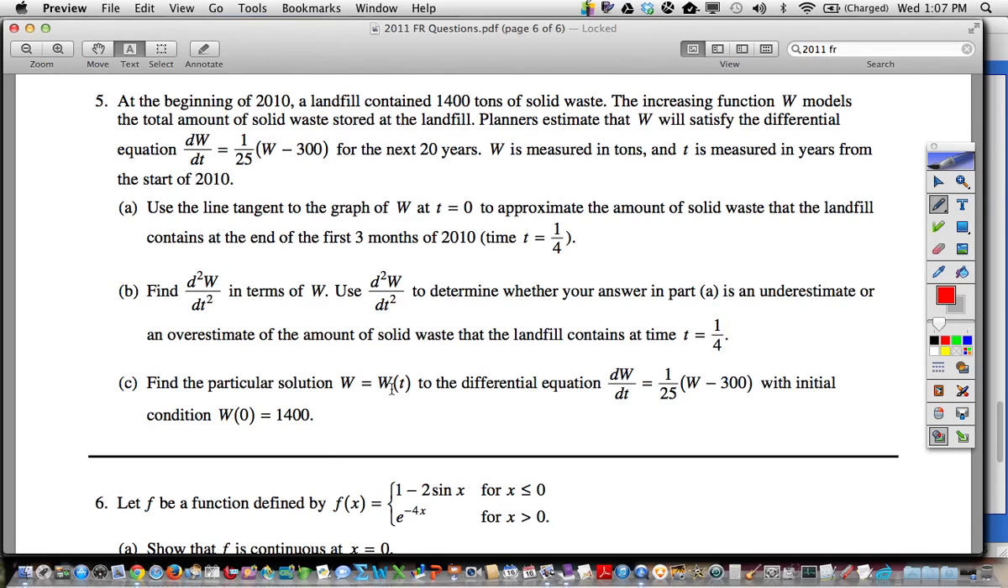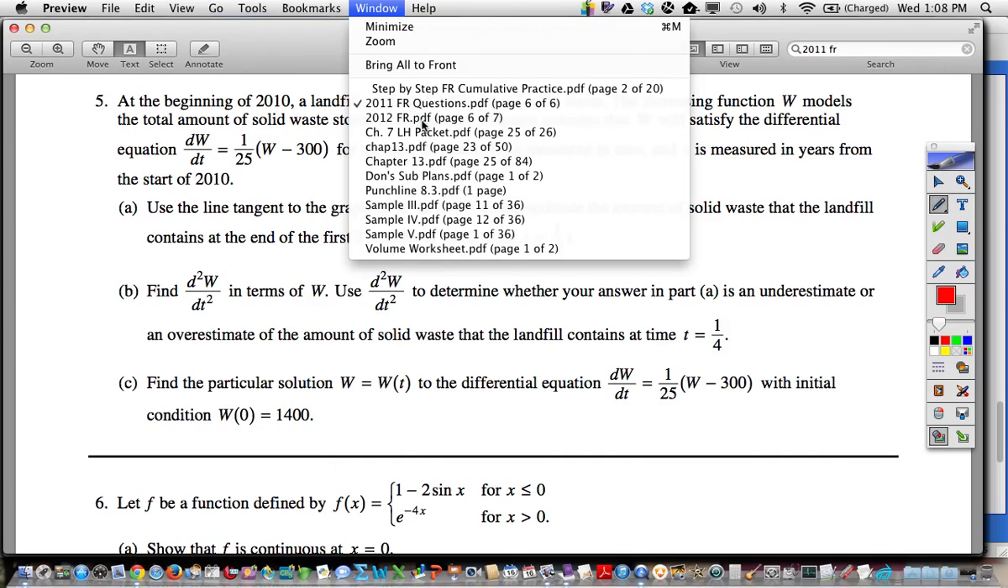And down here they just said find the particular solution. They didn't say use separation of variables, but that's the only thing you can use. It's the only other method you know how to do. So sometimes they'll put the term separation of variables in there. Sometimes they'll just say solve. Okay, so let's go ahead and do the 2012 one.